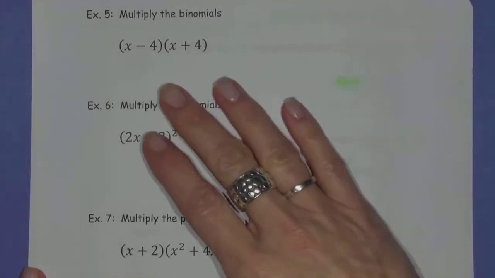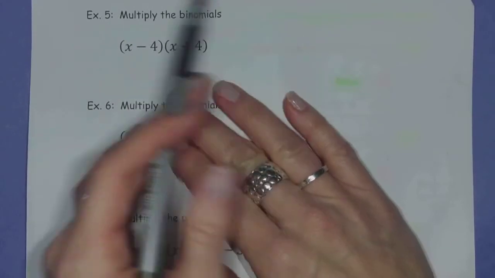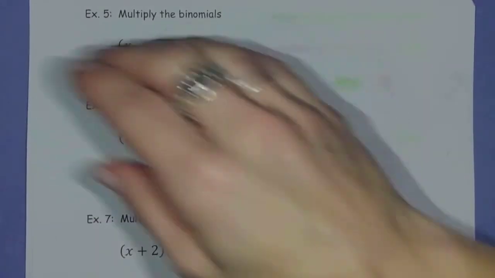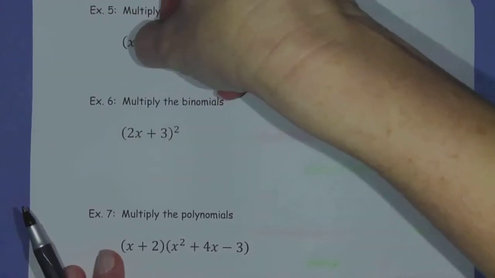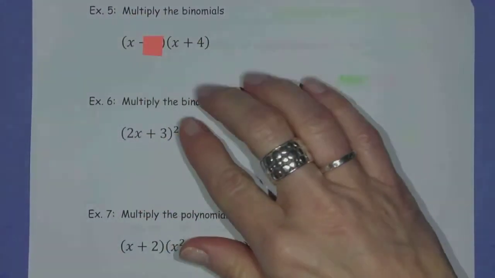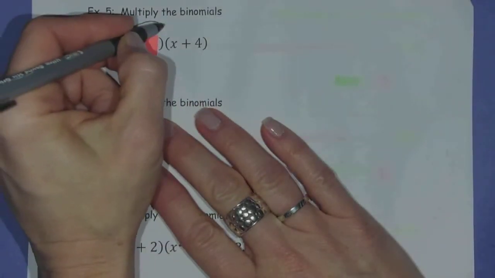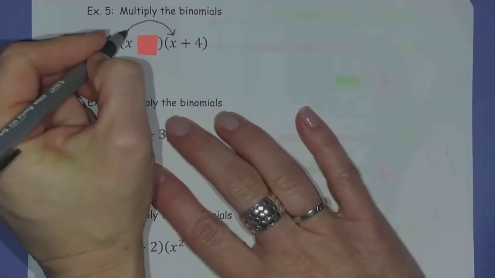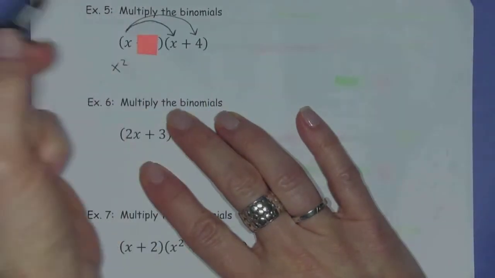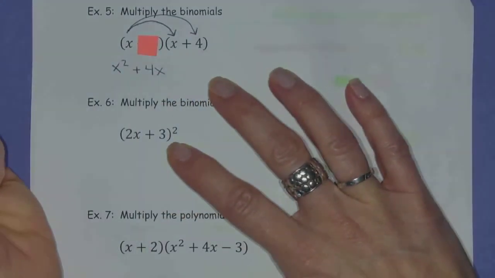Multiply the binomials. Now it's not even saying by the distributive property. At this point, we should just know what to do. So in order to multiply these together, we're going to cover up this minus 4. Let's cover him up. And let's distribute. Here we go. So we're going to take x times x, and that's x squared. We're going to take x times 4, and that is positive 4x. So you see the distribution there.